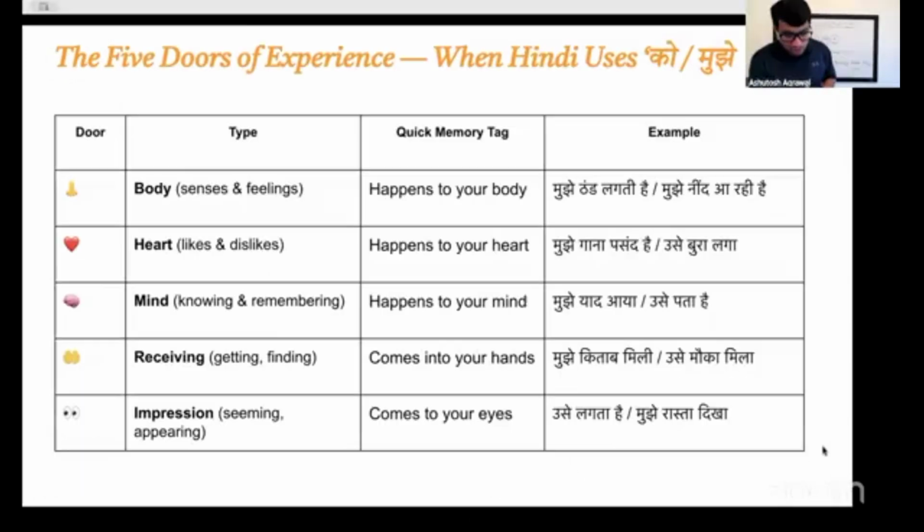Right. So the small mental model is that these are the 5 common sorts of experiences where you will use ko. When something is happening to your body, okay, when experiencing cold, or it's a hot winter, or if you're feeling sleepy, something is happening to your body, bodily discomfort basically. When it's about your likes or dislikes, whether you like the song or you like someone or you feel bad. Then something happens to your mind, whether you're knowing or remembering something. Again, something is happening to your mind.